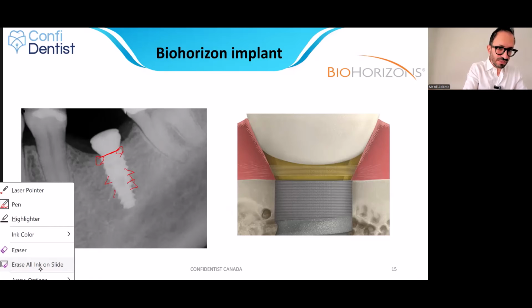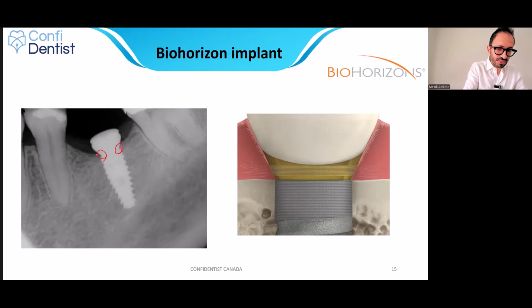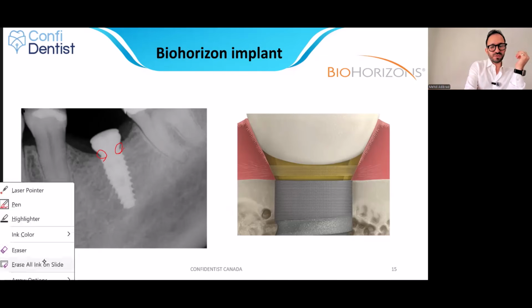And here I do have some platform switching. Again, even looking at the healing abutment in many cases, not all, I can tell whether there is platform switching or not. And here I have platform switching.